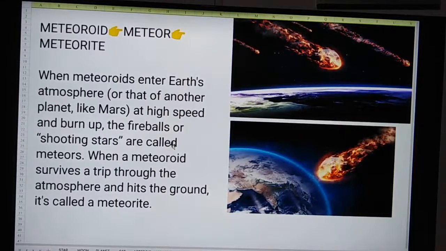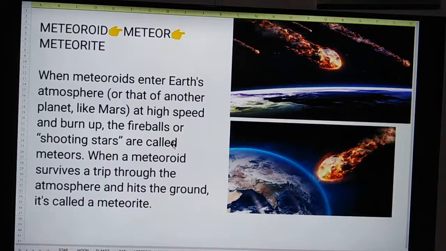Okay, so a meteoroid actually enters the Earth's atmosphere. When it enters the Earth's atmosphere, that is entering another planet's region or territory at that high speed because of the fire in it. Yeah, that is the fire from the sun, the heat in it. Now, as it moves with that speed, we call it a meteor.